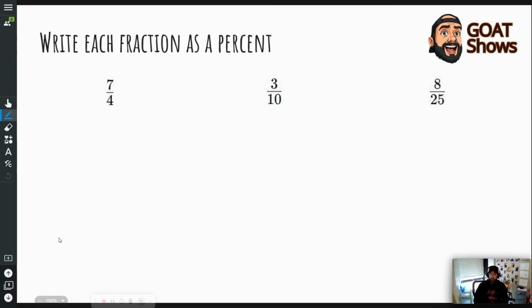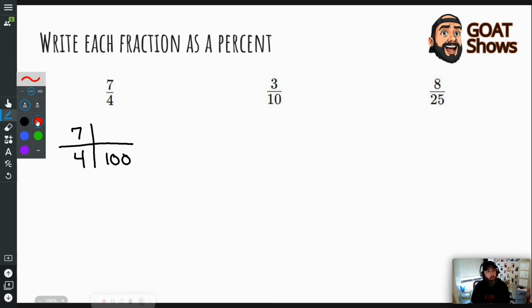Now on to the crazy stuff. Write each fraction as a percent. This is going to involve ratio tables, ratio tables, ratio tables. So on the left side of your ratio table, you are going to put the numerator on the top left, the denominator on the bottom left. You're going to put 100 on the bottom right, and the number you get up here is going to be your percent. So we are going to multiply the two numbers that are diagonal from each other.